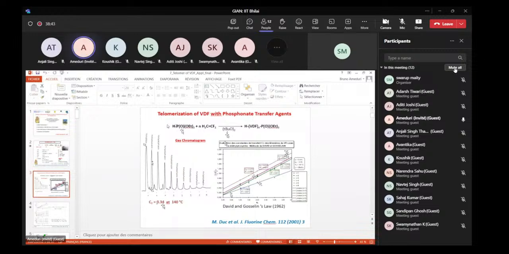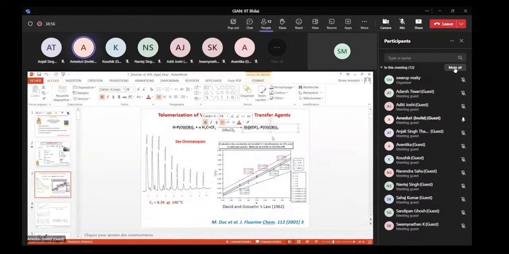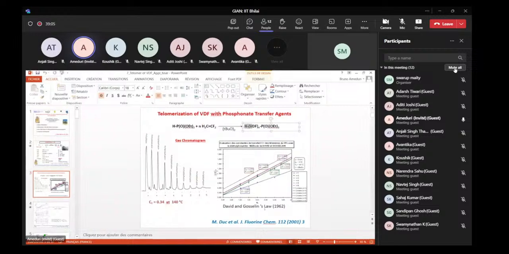So consider this transfer agent is not so efficient in thermalization. The yields were good, but in this case, if you start from 1 to 1, you will get about a DP of 7. Okay, so this is rather interesting, and we published this work a couple of years ago.